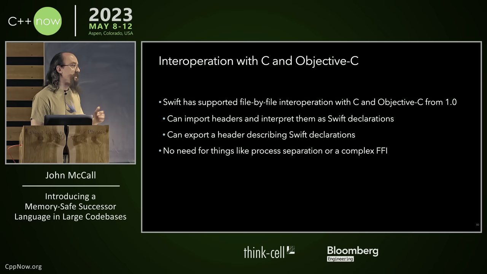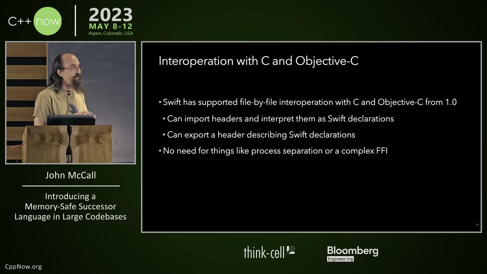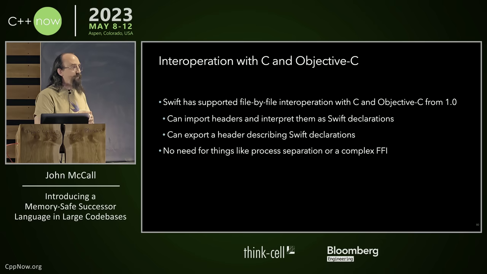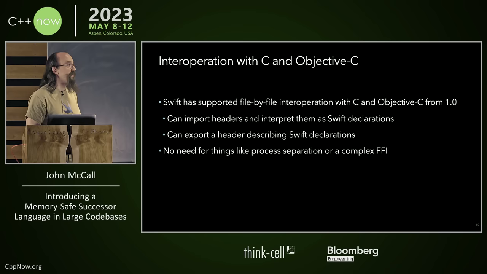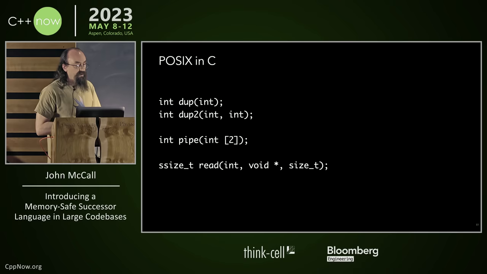Yeah. Just to expand on that, do you model the full preprocessor expansion and preprocessor state in that header import step, or are you using like Clang modules? Yeah, we use Clang modules. Clang is linked into the Swift compiler. We just have some code that basically walks the AST and says, what should this look like in Swift? Clang modules.